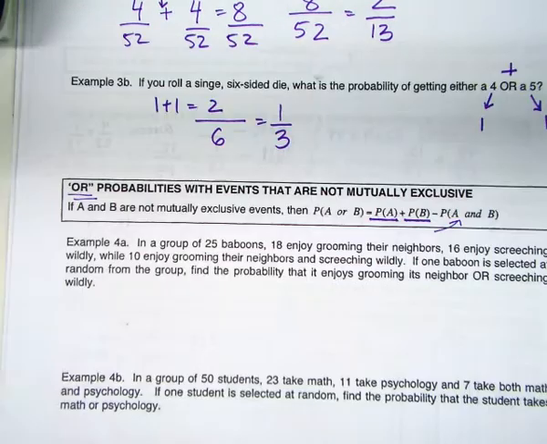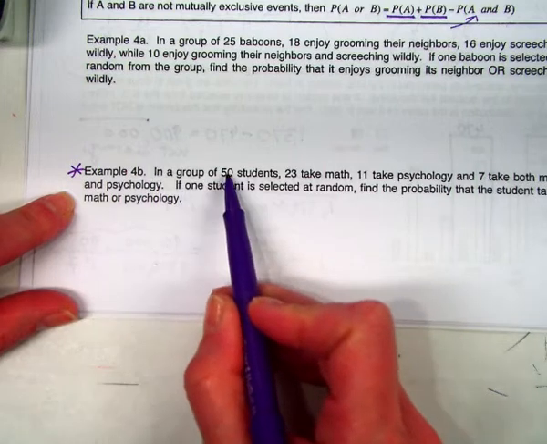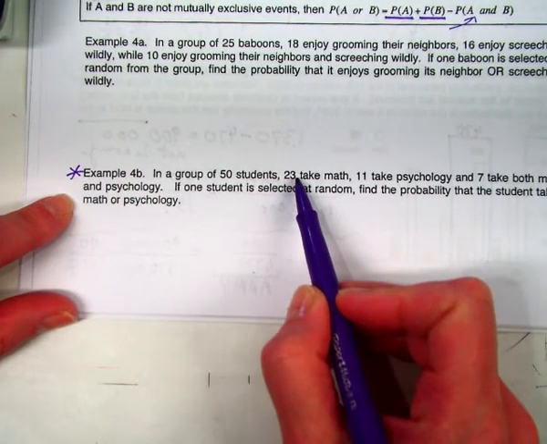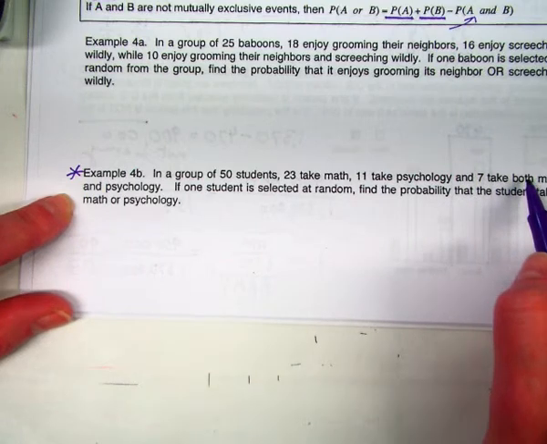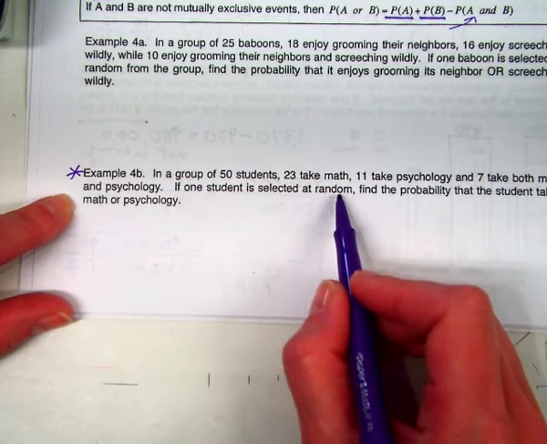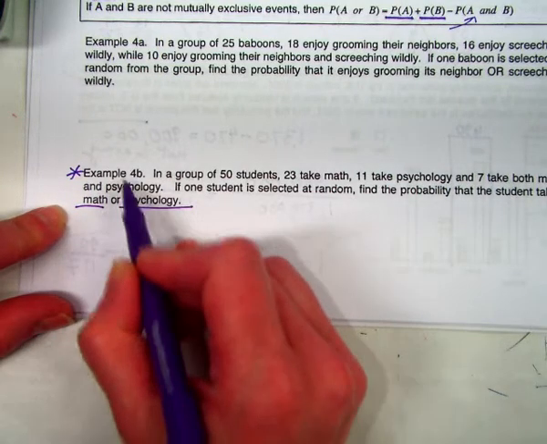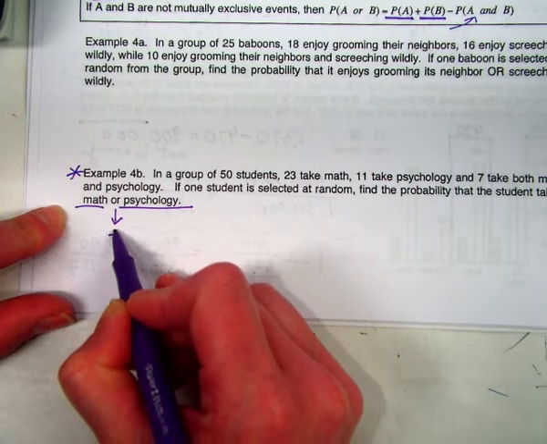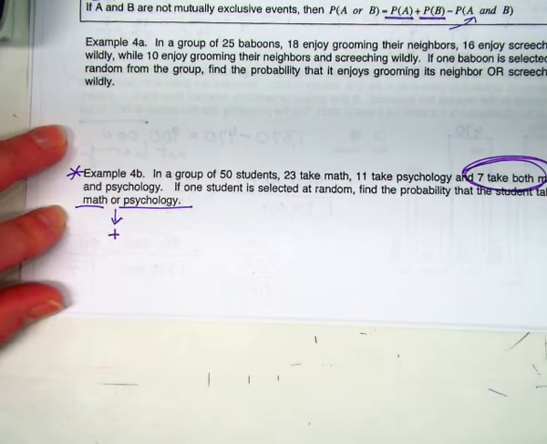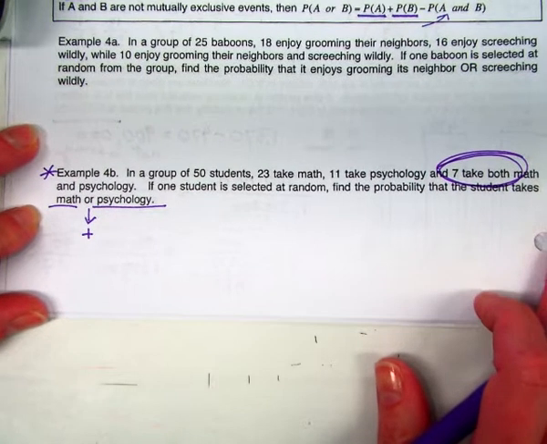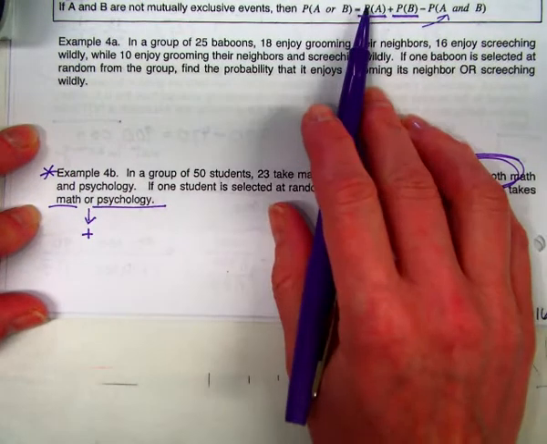Okay? So let's try example 4B. I'm going to jump to this one. In a group of 50 students, 23 take math, 11 take psychology, 7 take both. If one student is selected at random, find the probability that the student takes math or psychology. The word "or" means plus. Because I have this 7 take both, I'm going to have to subtract that number. So my probability, let's just follow this formula.